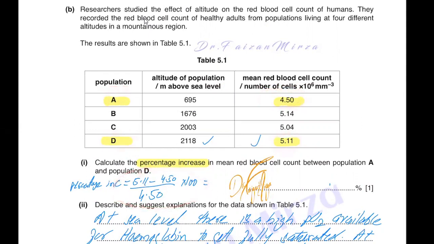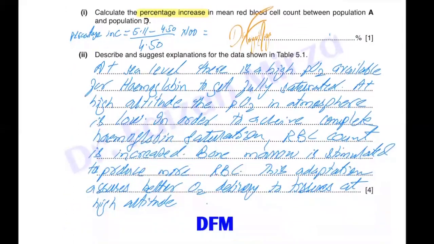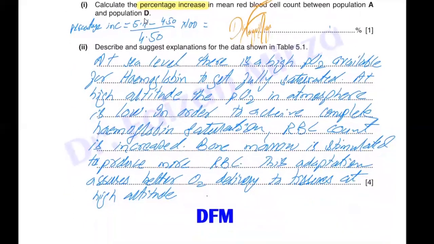We just calculate percentage increase. So this is 5.1 minus 4.5. We'll calculate the change, divide by 4.5, the initial value. Then we'll multiply by 100 and we'll get the answer. We'll mention the answer here in percentage. Next, describe and suggest explanations for the data shown in table 5.1.